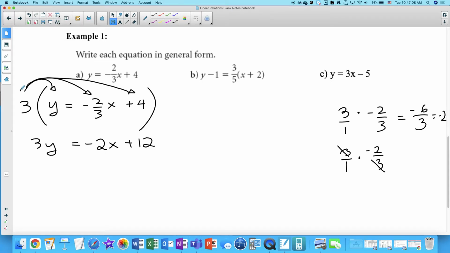Right? In this case, this is negative on the right side. So I'm going to add 2x to both sides and subtract 12, make the right side negative. Okay? Because now I also have a positive coefficient of x. So this is 2x plus 3y minus 12 equals 0. And that is now in general form.